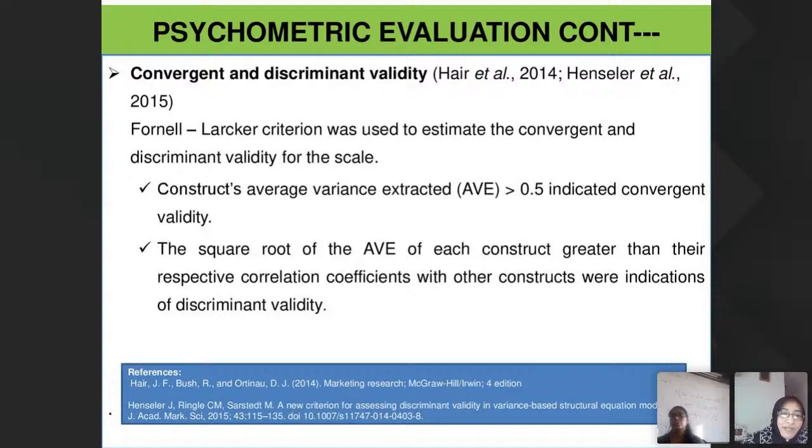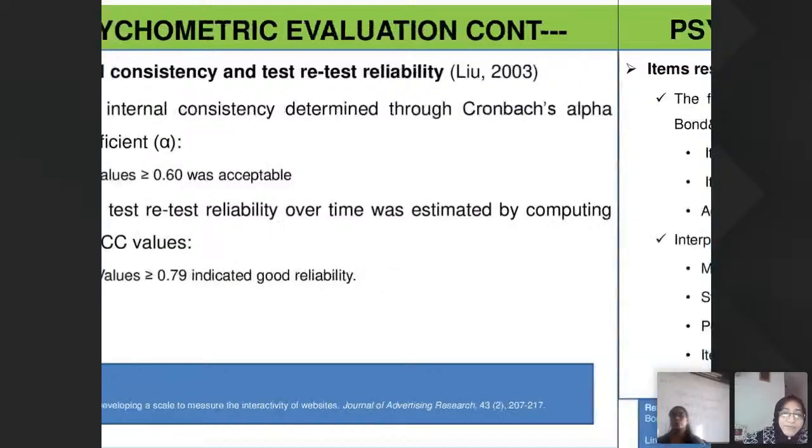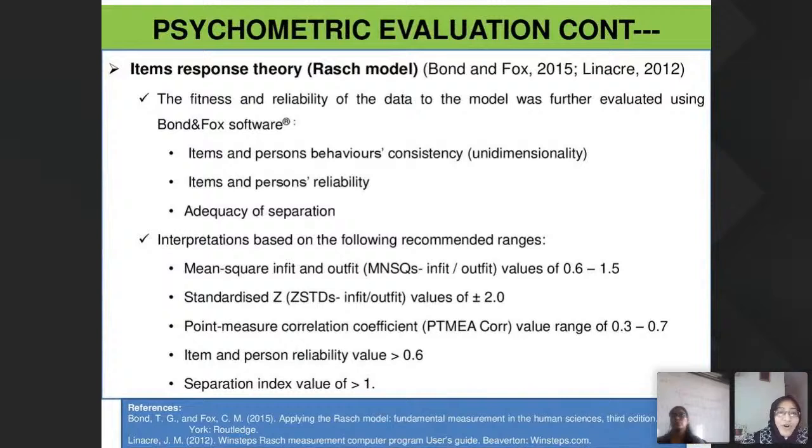In terms of reliability, we did the internal consistency using the Cronbach's alpha coefficient, where a value of 0.6 and above is acceptable. We also did the test-retest reliability, whereby values of 0.79 and above indicated good reliability of the instrument. For the IRT, we use the Rasch model, and the software that we use is Bond and Fox software.